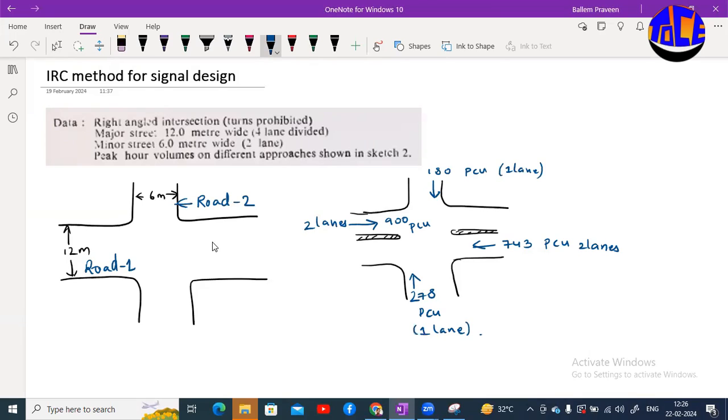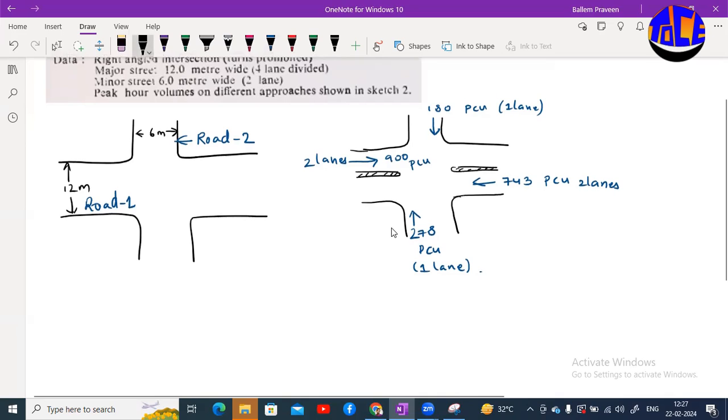In the IRC method, the traffic signal design is a completely approximate method. So approximately we are going to design the traffic signal, and after that, using the Webster method, we are going to check whether the total cycle time we have designed is sufficient or not. For this given data, firstly we need to find the PCU values for each lane separately.